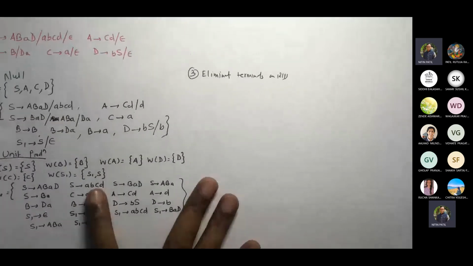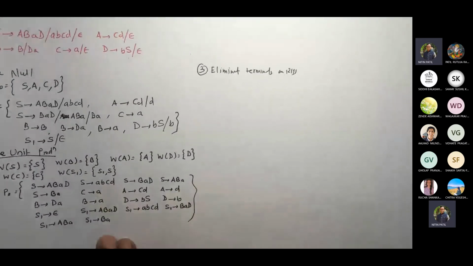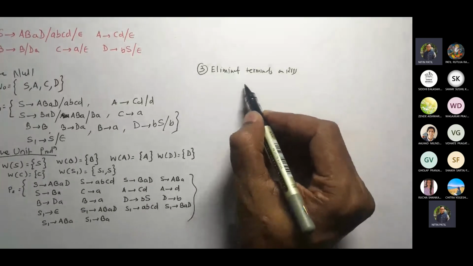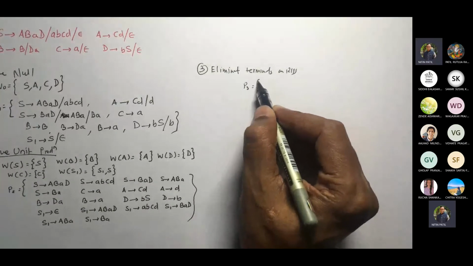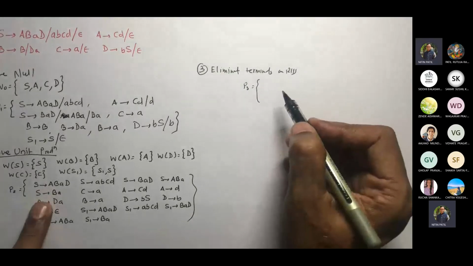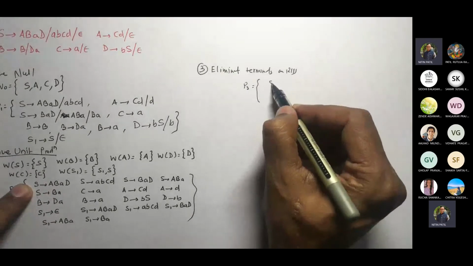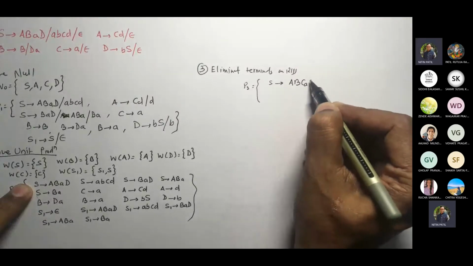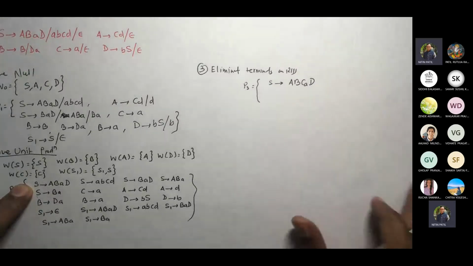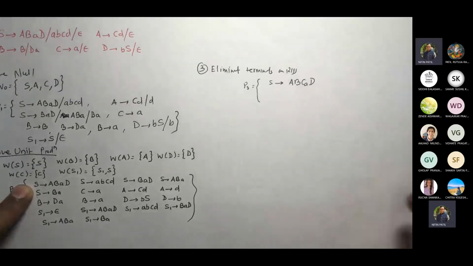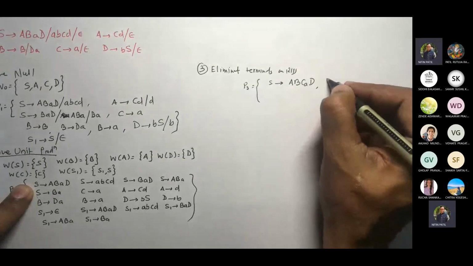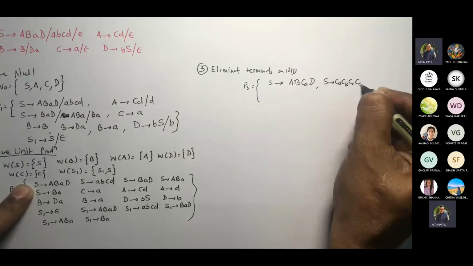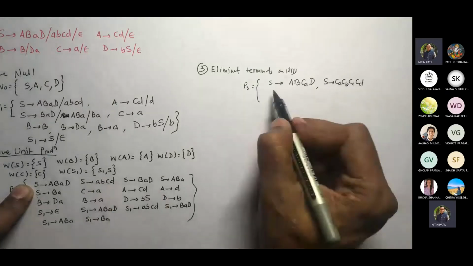Okay, now we'll work with the second part. So we have to eliminate terminals on RHS. So I will keep this visible for you people. So what is this? What do you get? P3. What is P3? So let us work this out. Let us start with this. S gives A, B, C, A, D. Correct? Then S gives CA, CB, CC, CD. Correct?